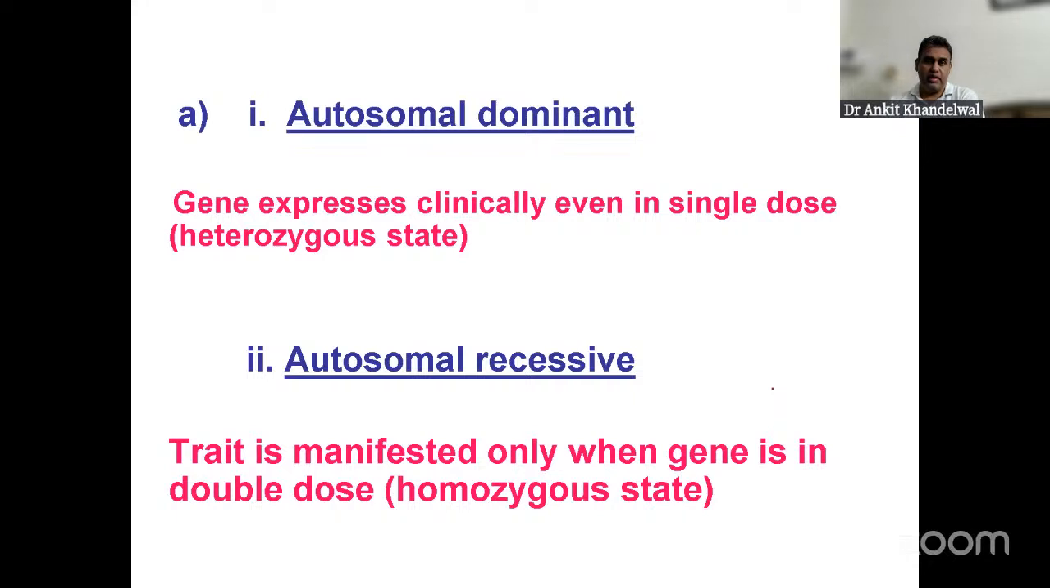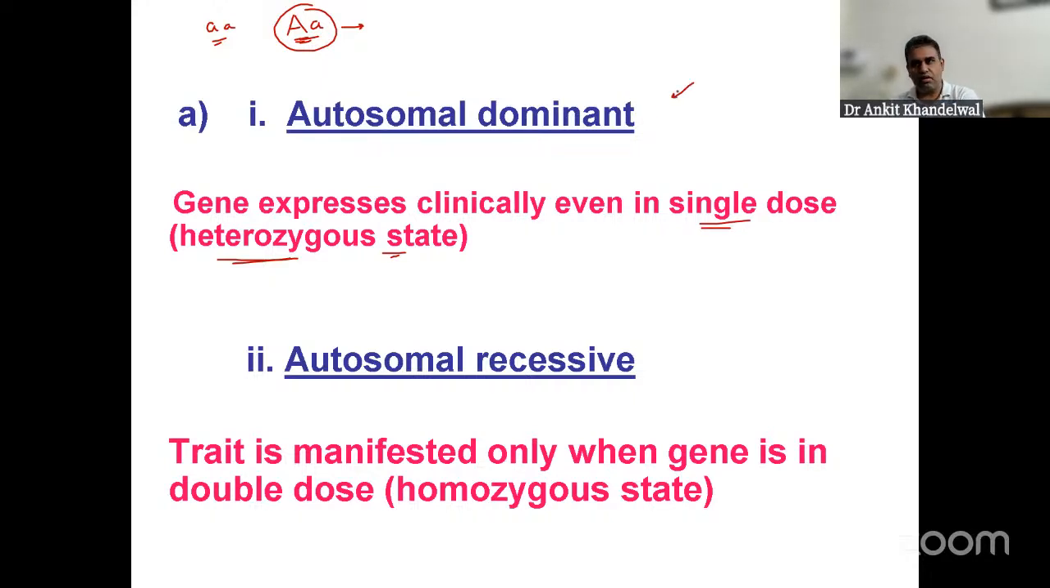Okay, let us see a bit of it. The autosomal dominant: the gene expresses clinically even in a single dose, heterozygous state. So understand, suppose normal is A and A. Now this is affected: capital A and single a. Even if this is present in any individual, it will be expressed clinically because this is autosomal dominant. The capital A, even in only a single dose, will express clinically. So that is autosomal dominant.